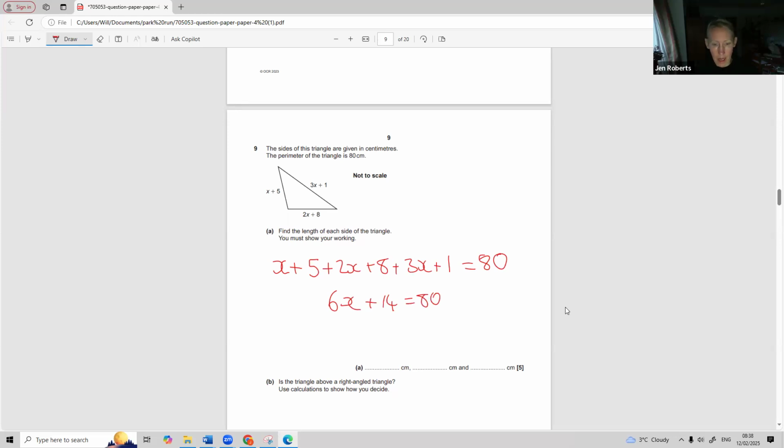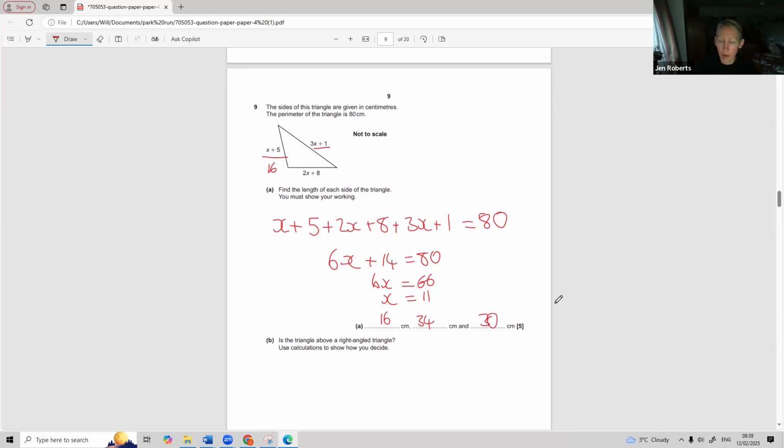So now we just need to make x the subject. Let's take 14 off both sides first. Divide both sides by 6 to get x is 11. Now we know what the unknown is, we can work out our missing lengths. So 11 plus 5 is 16. 3 times 11 plus 1 is 34. And then 2 times 11 is 22 plus 8 is 30.